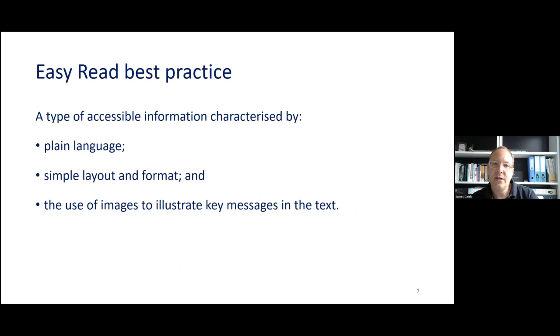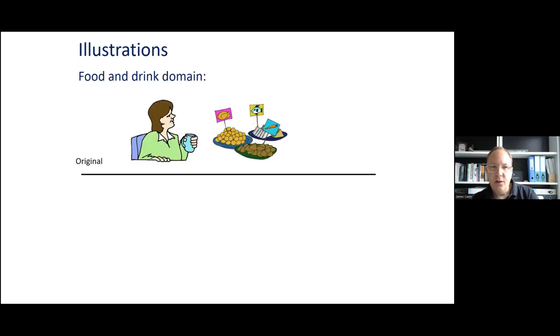So prior to starting this process for developing the ASCOT ER for people with ID and or autism, we started with this best practice, so fairly reasonable and simple assumptions. So easy read characterized by lots of plain language, simple layout, simple format, and the use of images to illustrate key messages in the text. So I wanted to start by showing some of the original illustrations developed for the ASCS, or the Adult Social Care Survey.